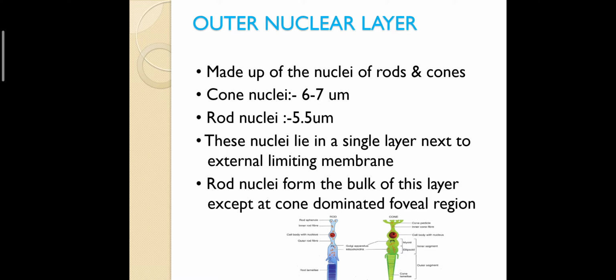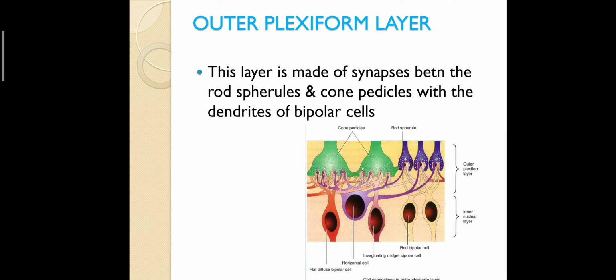So these nuclei lie in a single layer next to the external limiting membrane, and they form the outer nuclear layer. As you know, the concentration of rods is more throughout the retina except the fovea. So these rod nuclei form the bulk of this layer throughout the retina except in the cone dominated foveal region. So the majority of the outer nuclear layer is made up of rods except in the fovea.